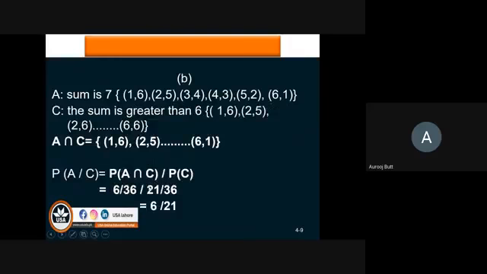Furthermore, we'll be dividing it by probability C. Now what is probability C? The sum is greater than 6. And we have a total of 21 sample points whose sum will be greater than 6. Then simply divide it by the total number of sample points in the entire sample space, which is equal to 36. Simply 36 will be cancelled out by 36 and you'll be left with 6 by 21.